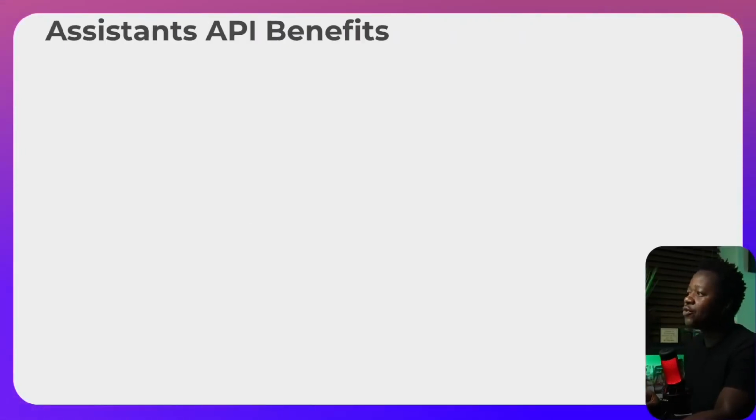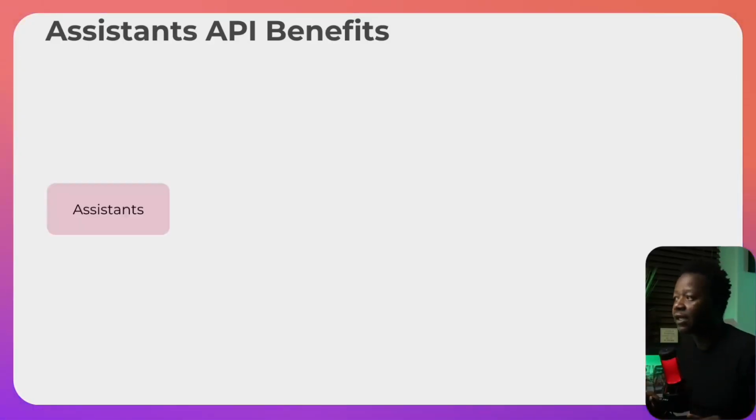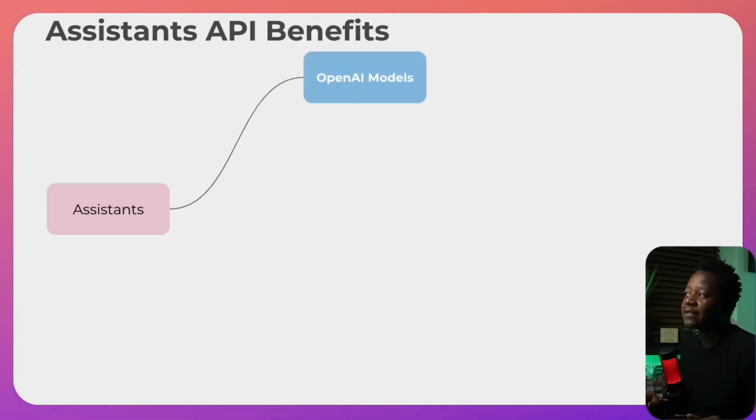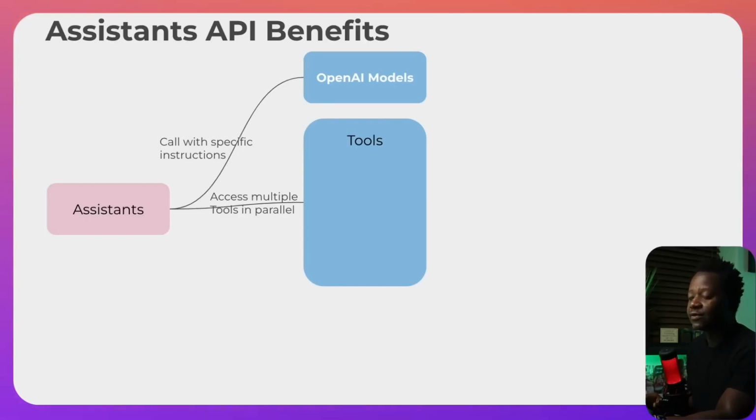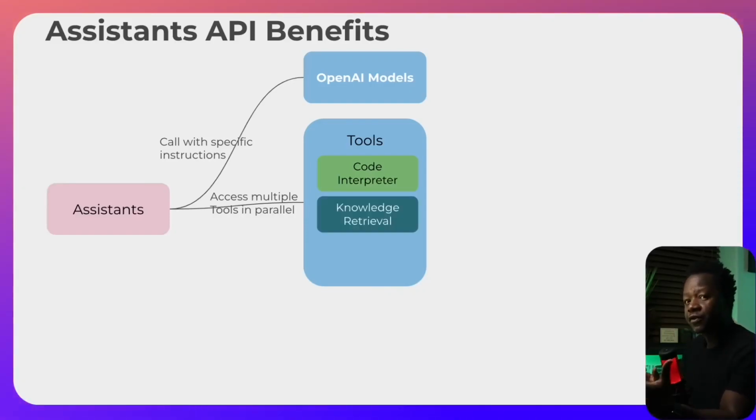Now, if we go back to what we saw before when we talked about the Assistants API in the beginning, we noticed that we have the Assistants API, which taps into API models. And then in this case, it calls with specific instructions to the OpenAI model, and also can access multiple tools in parallel, which is amazing because in this tool list, we can have different tools, right? So we can have code interpreter, we can have knowledge retrieval, which we'll see later.